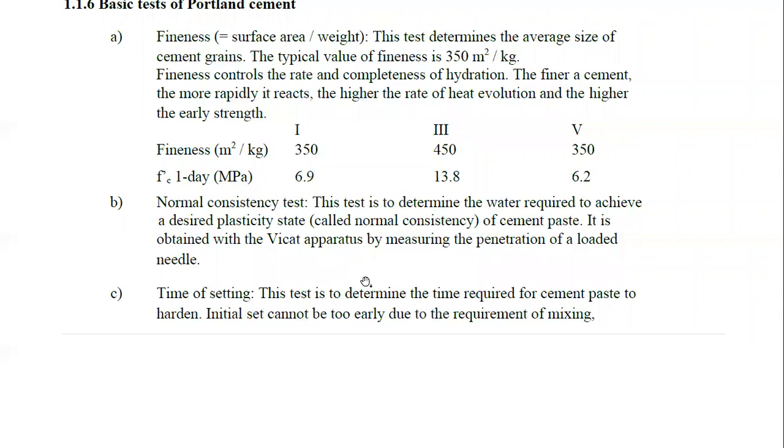Next test is the normal consistency test. This test is to determine the water required to achieve the desired plasticity state called normal consistency of cement paste. It is obtained by the Vicat apparatus by measuring the penetration of a loaded needle. So basically consistency test आपका normal consistency या desired plasticity state निकालने के लिए किया जाता है, which is done by the Vicat apparatus by measuring the penetration of a loaded needle.